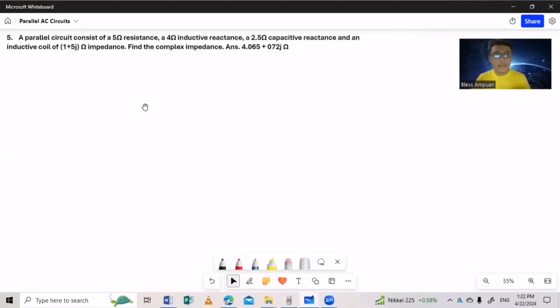For our fifth problem, it was stated here that a parallel circuit consists of a 5 ohm resistance, 4 ohm inductive reactance, and 2.5 capacitive reactance, and it has an inductive coil of 1 plus 5J impedance. Find the complex impedance. What is asked is the total impedance of the circuit. So basically, this is just the circuit.